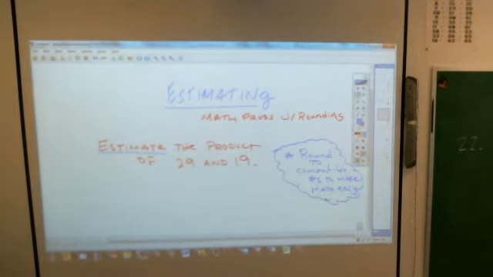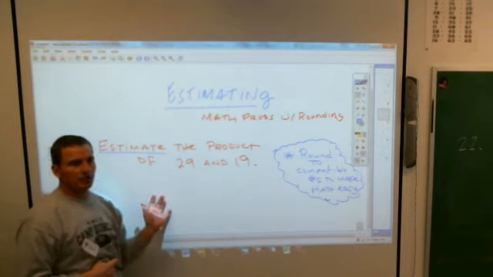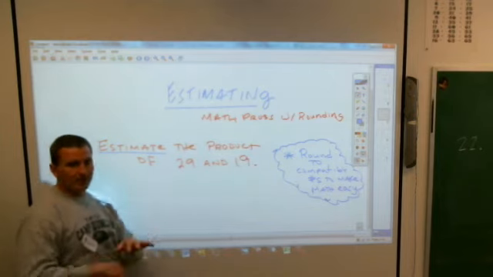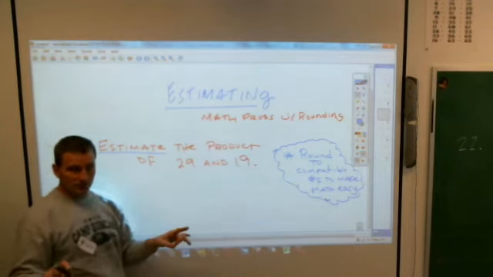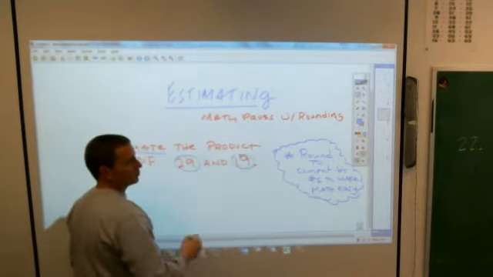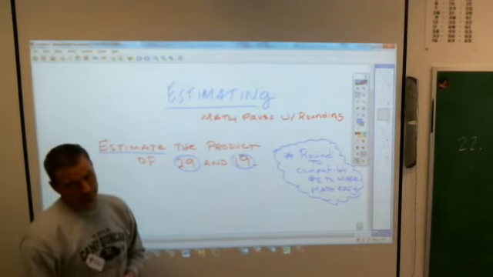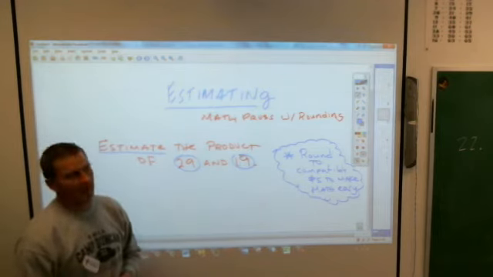Let me tell you what it doesn't mean. This is where people go wrong with this. I see a lot of times people multiply 29 times 19, do all that hard work, and then they round their answer. That's not what they're asking you to do. They're asking you to make this number and this number really easy numbers to multiply together. And not way out there.